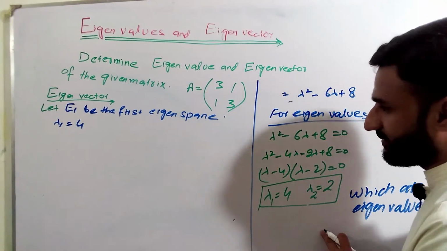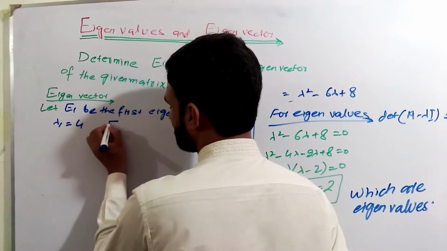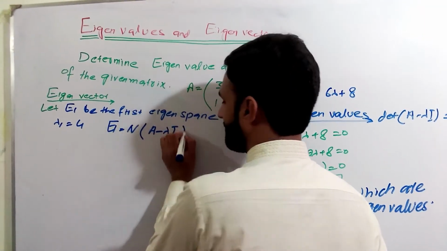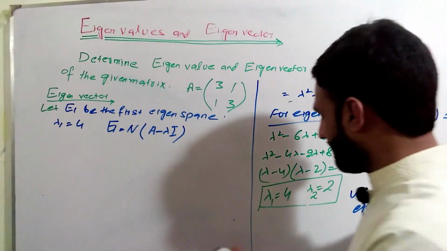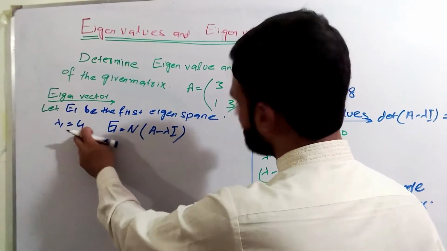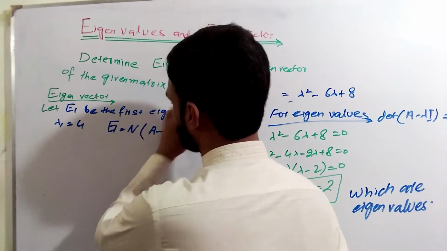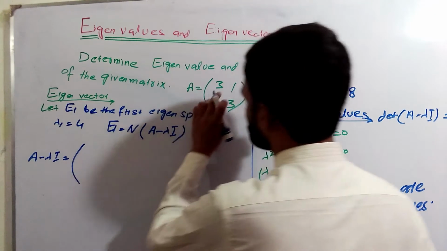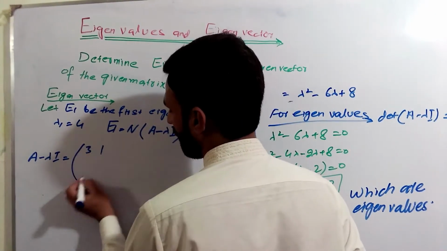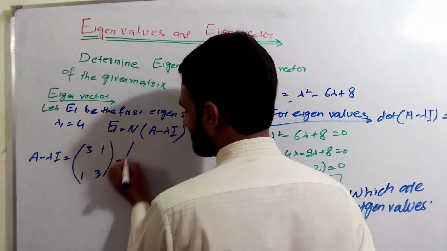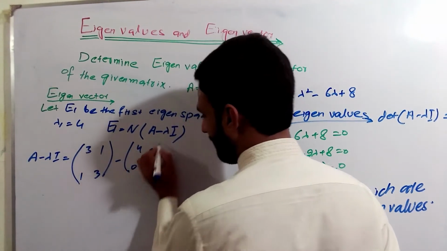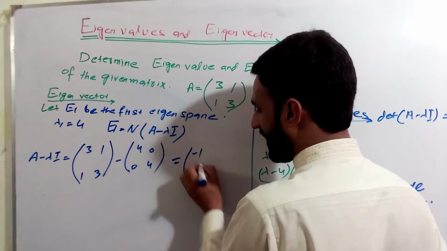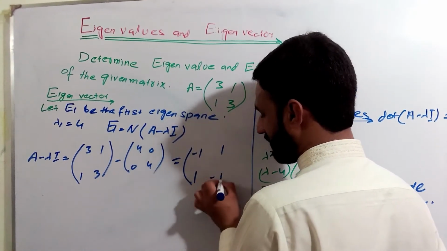If lambda 1 is equal to 4, by definition E1 is equal to the null space of this matrix. Alright, got it. So here we should put the values into this expression. The matrix is A minus lambda I. The matrix is 3 1 1 3 minus 4 0 0 4. Right, the first entry, 3 minus 4 is minus 1, so we get minus 1 1 1 minus 1.